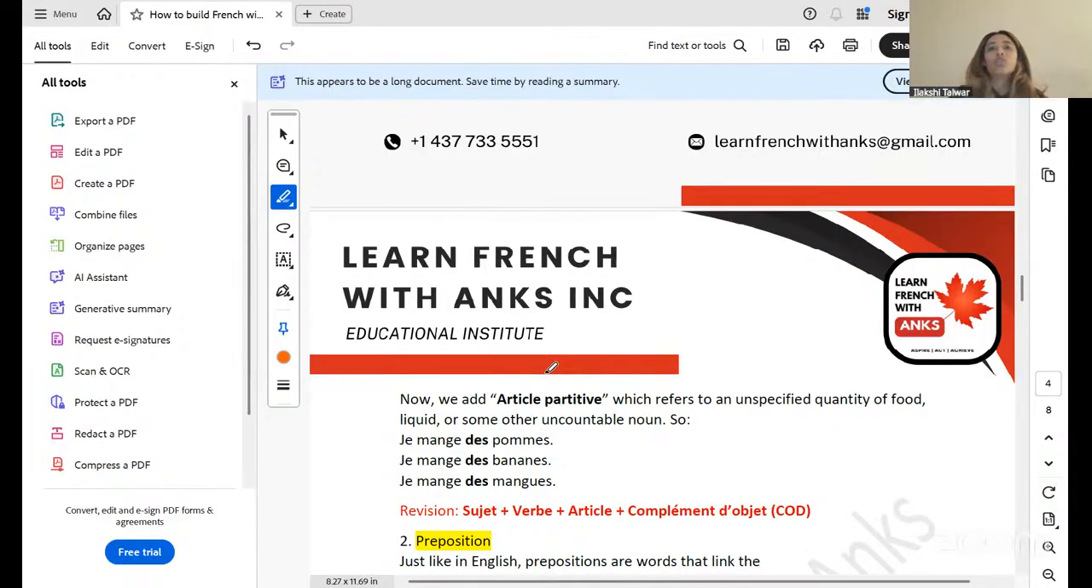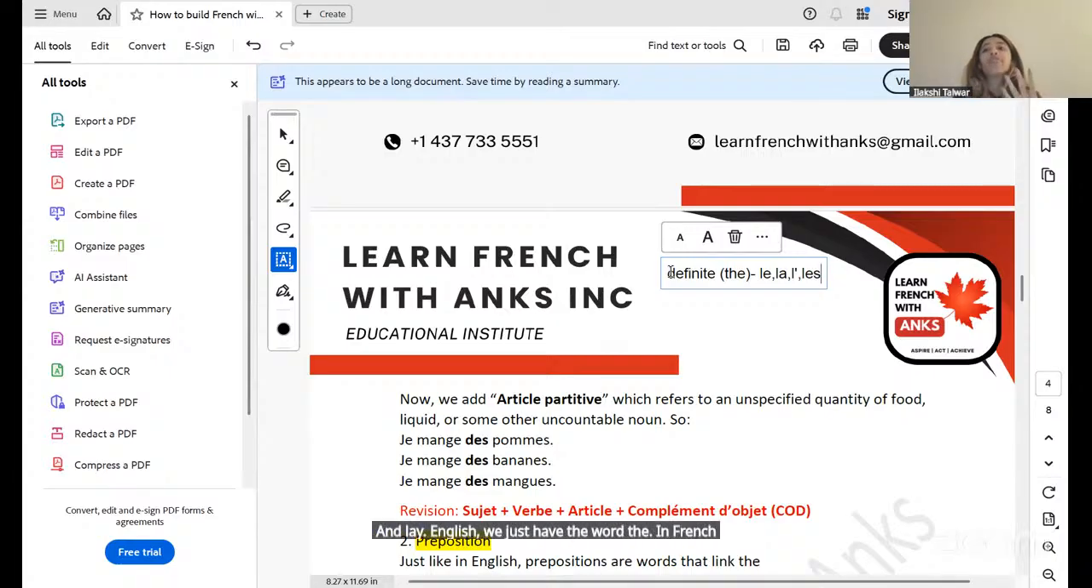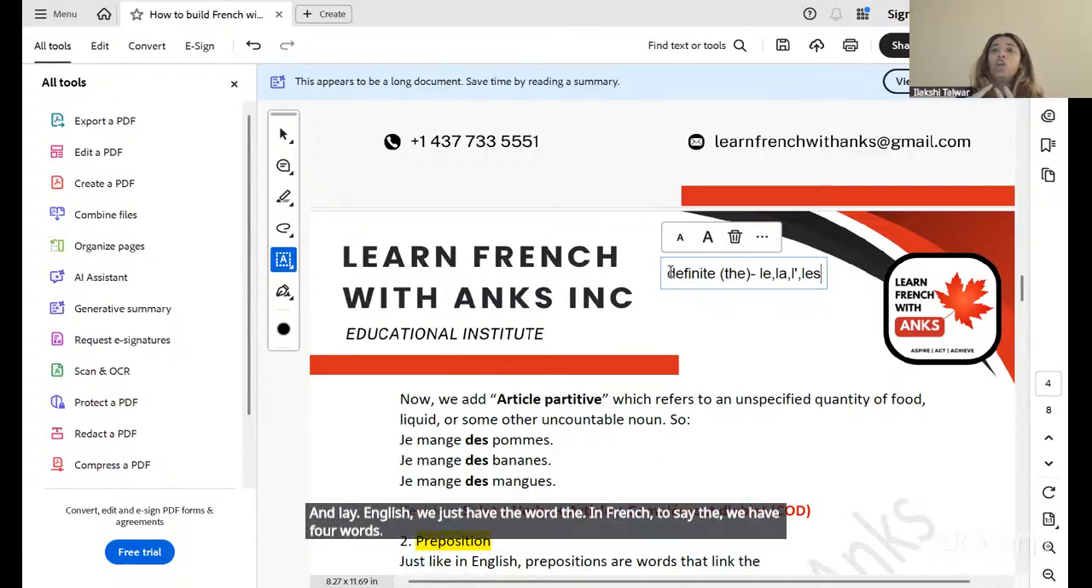Partitive articles, now you know there are multiple types of articles that you guys have. We know, it's a quick recap. Let's do this, okay? We have definite articles. Now, this is your direct translation to the. Anything which is specific. Denoted by le, la, l'apostrophe, and les. In English, we just have the word the. In French, to say the, we have 4 words. Le, la, l', and les. The pronunciation of each of these elements is very, very crucial, guys.